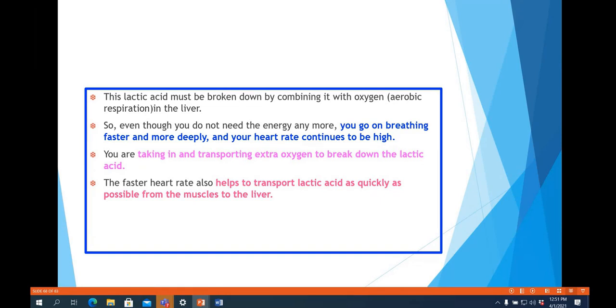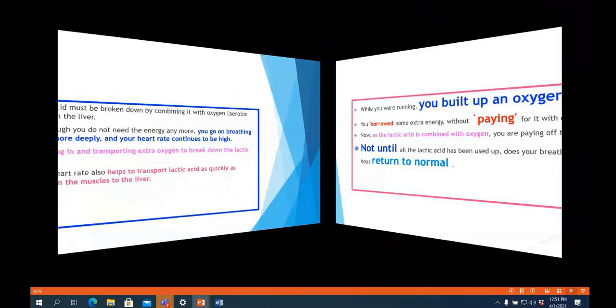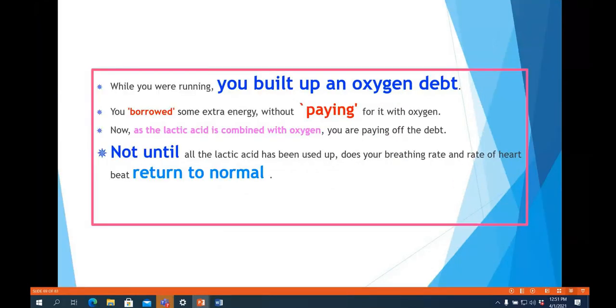So you are taking in and transporting extra oxygen to break down the lactic acid now, and the faster heart rate also helps to transport lactic acid as quickly as possible from the muscles to the liver, from where it could be broken down. Okay, so while you were running, you built up an oxygen debt and you borrowed some extra energy without paying for it with oxygen. So now as the lactic acid is combined with oxygen, you're paying off the debt. You're bringing back the oxygen levels in your body to normal.